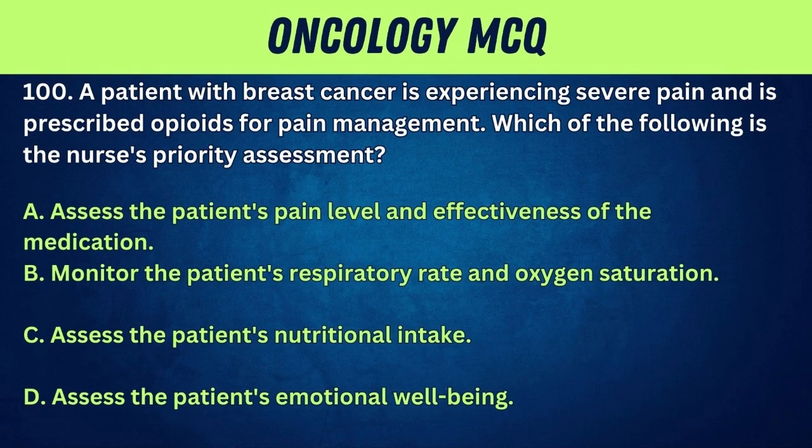100. A patient with breast cancer is experiencing severe pain and is prescribed opioids for pain management. Which of the following is the nurse's priority assessment? A. Assess the patient's pain level and effectiveness of the medication. B. Monitor the patient's respiratory rate and oxygen saturation. C. Assess the patient's nutritional intake. D. Assess the patient's emotional well-being.